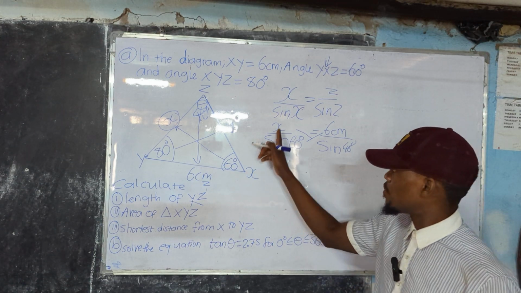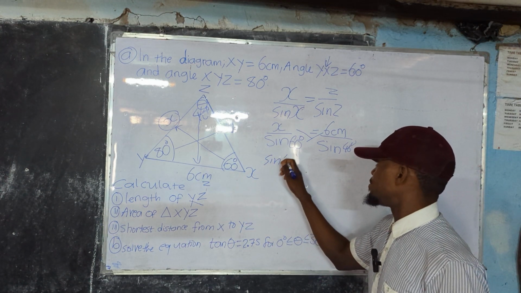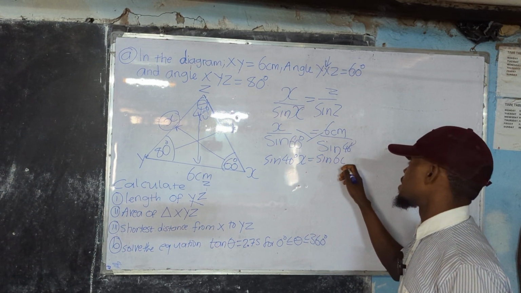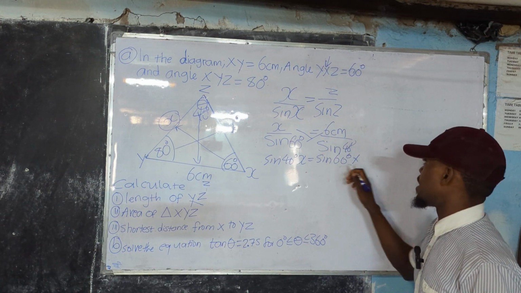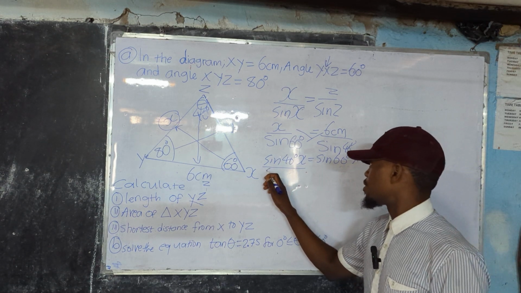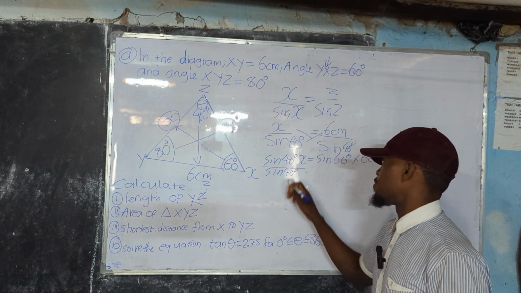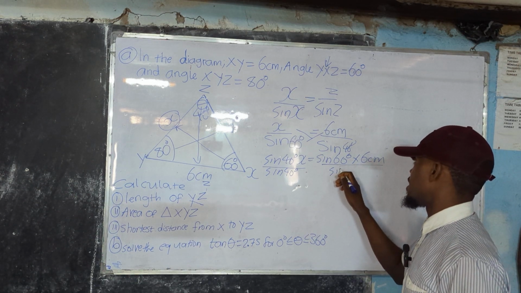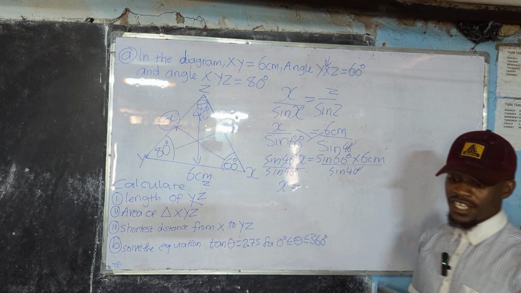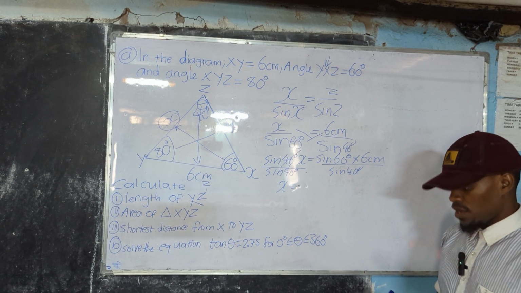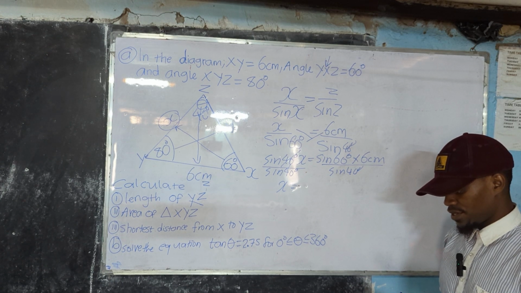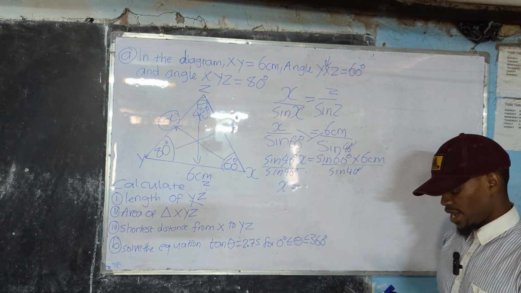Our target is to solve for x. So I'm going to say sine 40 degrees times x is equal to sine 60 degrees multiplied by this 6 centimeters. Then to solve for x, I divide both sides by sine 40 degrees. Then what is my x? You just have to punch it on your calculator: sine 60 times 6 centimeters divided by sine 40.